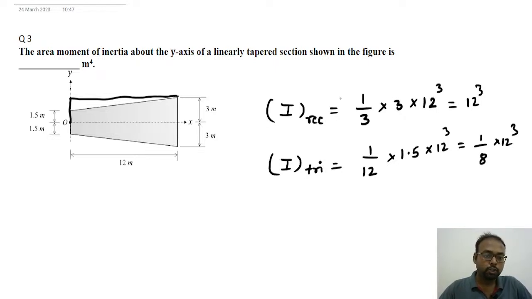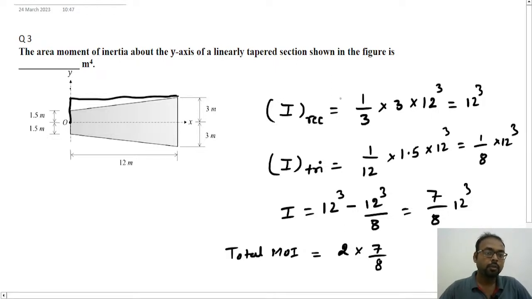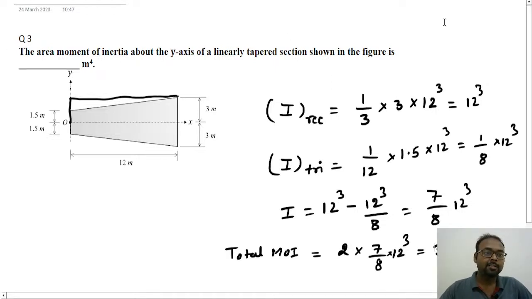Now we will subtract to get the final value for the half section. So this is given by 12 cube minus 12 cube by 8. When we solve this, we get 7 by 8 into 12 cube. Now finally, the total moment of inertia is given by 2 into this value, because right now we have found the moment of inertia for the half section. Then we find the moment of inertia for the remaining half by multiplying by 2. So the final value comes out to be 3024 meter to power 4. This is our final answer.